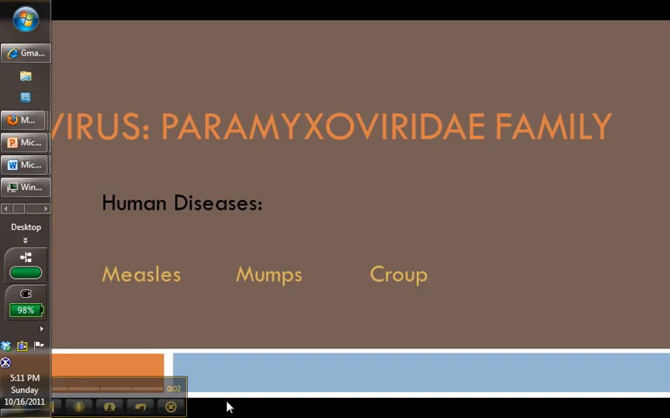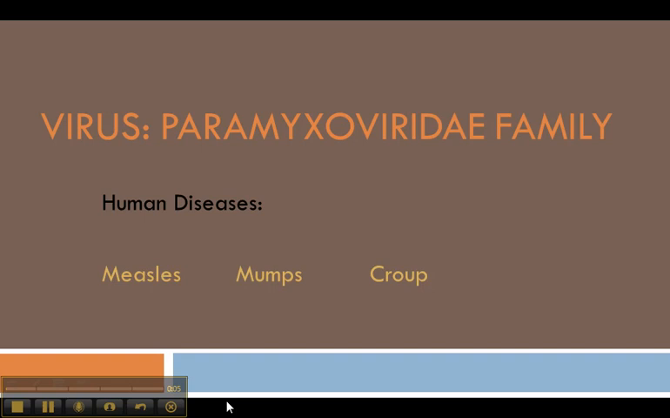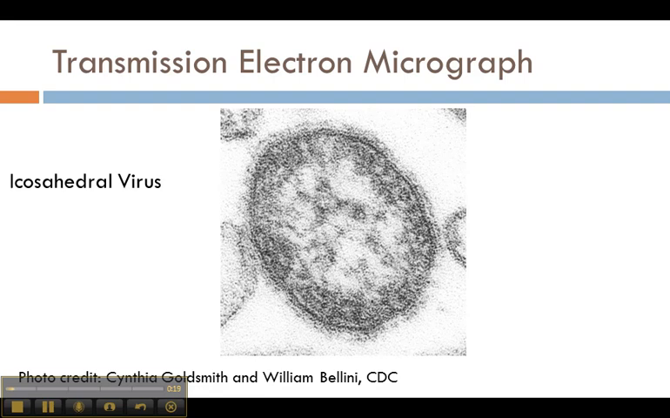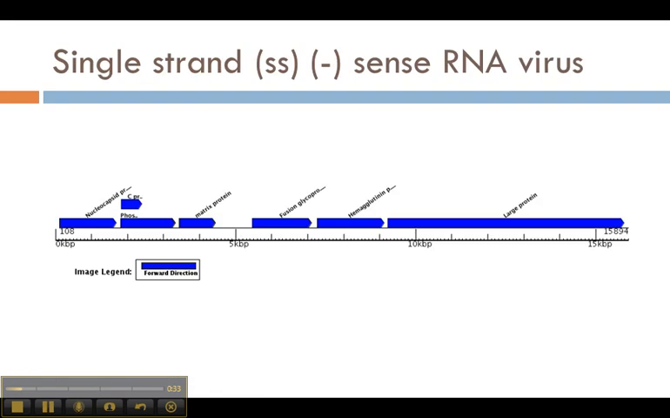This is a video on the Paramyxoviridae family of viruses. Human diseases that are caused by viruses in this family include measles, mumps, and croup. This is an image of the virus particle, also known as a virion. It's an icosahedral virus. Viruses in the Paramyxoviridae family are single-stranded, minus-sense RNA viruses.